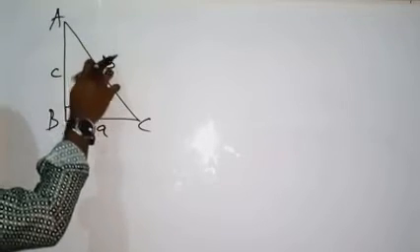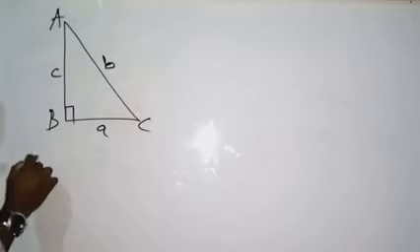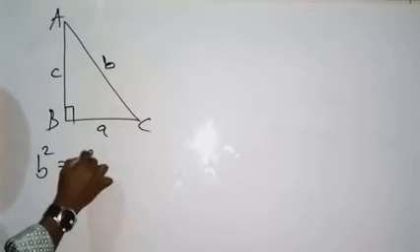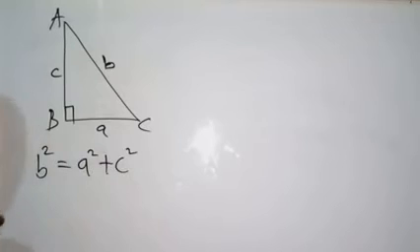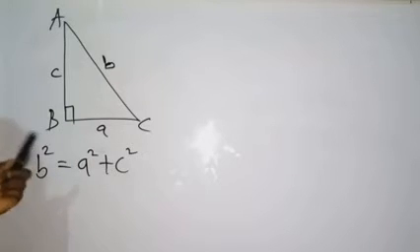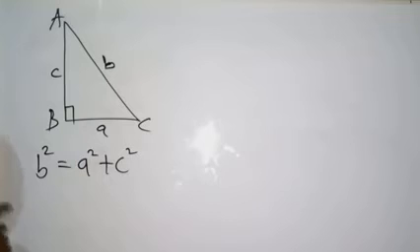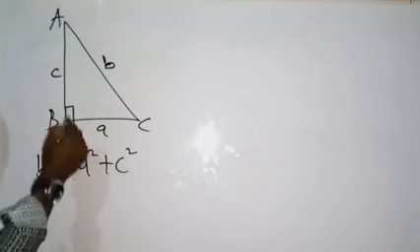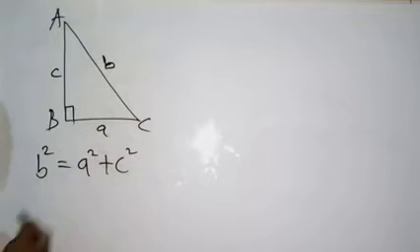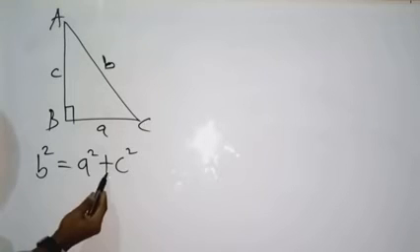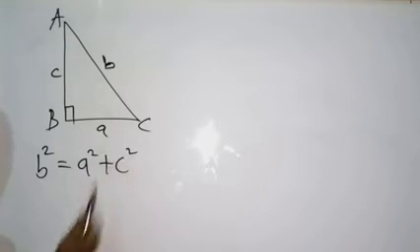You don't need to cram this. You can use any alphabet you like. So in this case, B square is equal to A square plus C square. Now, Pythagoras Theorem says that in a right-angled triangle, the square on the hypotenuse is equal to the sum of the squares on the other two sides. I repeat, the square on the hypotenuse, this is the 90 degree, so this is the hypotenuse. So the square on the hypotenuse is equal to the sum of the squares on the other two sides.